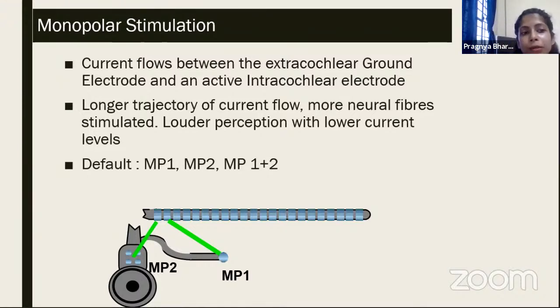So in the monopolar mode, after stimulating one of the intracochlear electrodes, the current travels outside the cochlea. Now, depending on which extracochlear ground electrode is used, it is termed monopolar 1, monopolar 2, or, most of the time, when both of the electrodes are used, monopolar 1 plus 2.